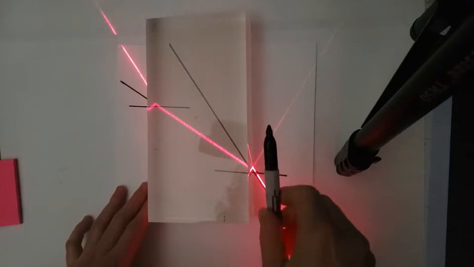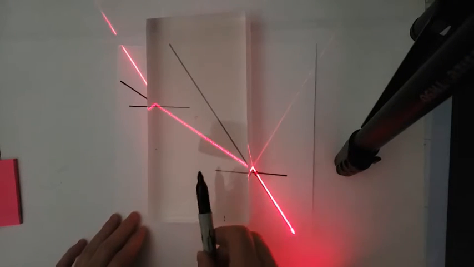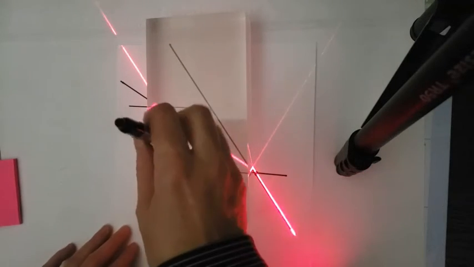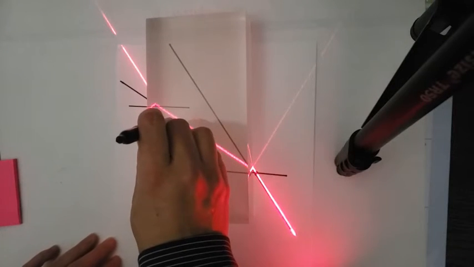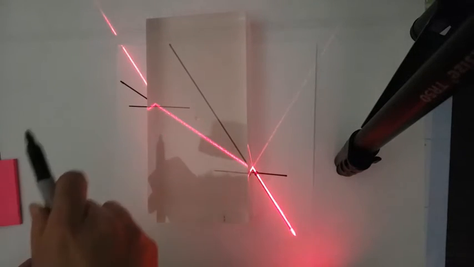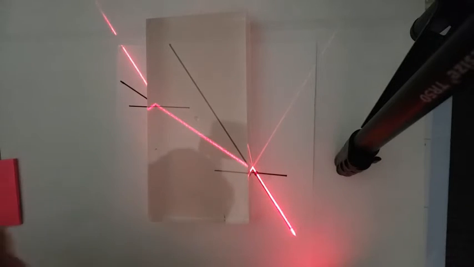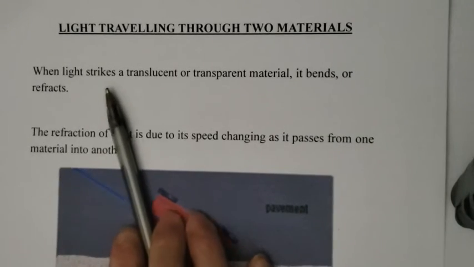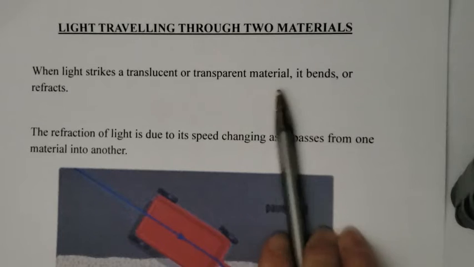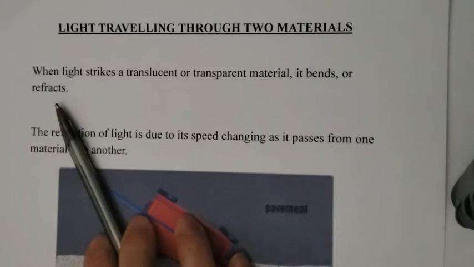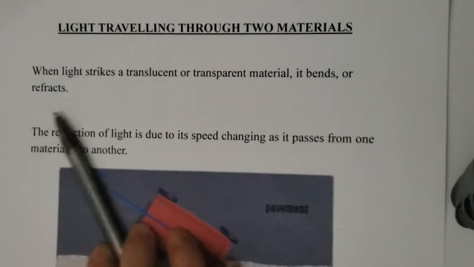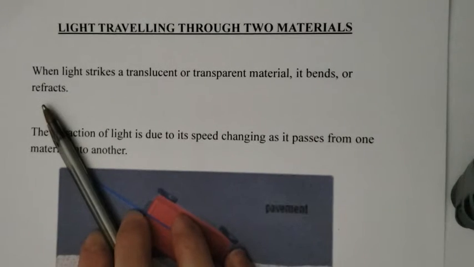Now, when we go from a less dense air to a more dense plastic, you always go towards the normal. But over here, when we went from more dense to less dense, we bend away from the normal. So that's what we're going to be talking about for the next day or two. Light traveling through two materials. When light strikes a translucent or transparent material, it bends or refracts. So that bending of light, where it seems to be taking a different path, the proper name is actually refraction. So we can say it refracts.